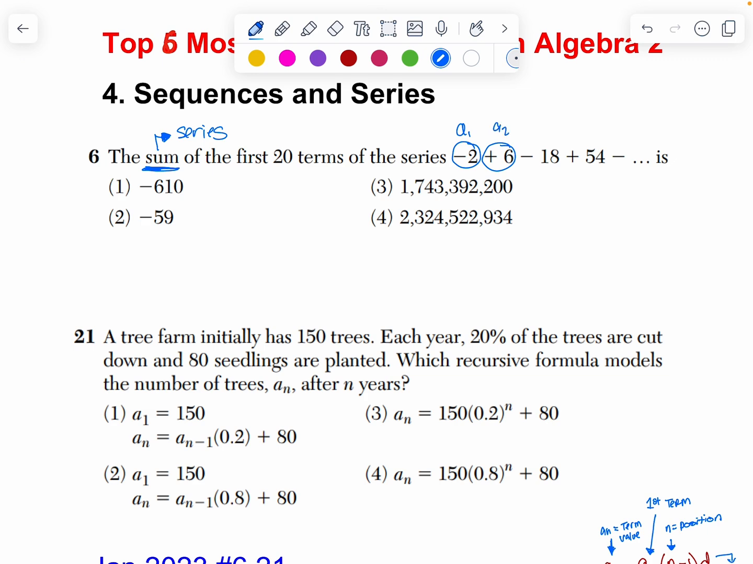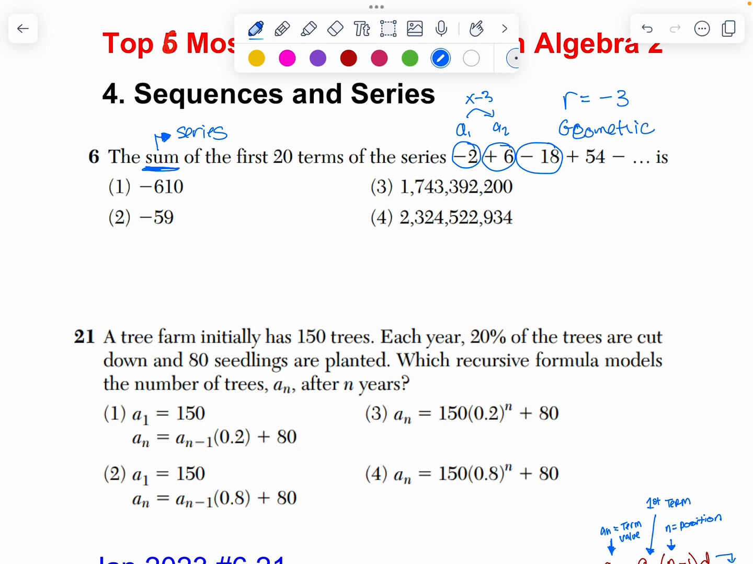So how do we get from negative 2 to positive 6? We multiply by a negative 3. So let's see if that holds up. To get from positive 6 to negative 18, do we multiply by a negative 3? We absolutely do. To get from negative 18 to 54, do we multiply by negative 3? Absolutely. So what I am noticing here is that my common ratio is a negative 3. And with sequences and series, you are allowed a base that is negative. That's different from exponential functions, so keep that in mind. And so this would be considered geometric.